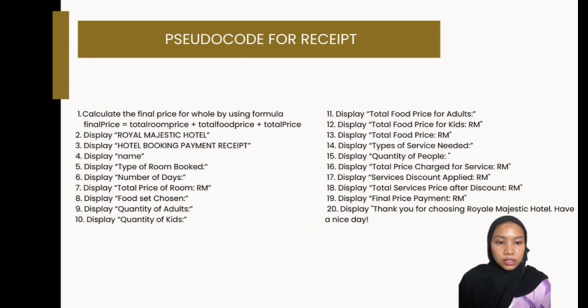Then it will display the Royal Majestic Hotel on top of the receipt. Then continue with display hotel booking payment receipt, display name, display type of room booked, display number of days, and display total price of room. This all depends on the input that has been entered by the user.